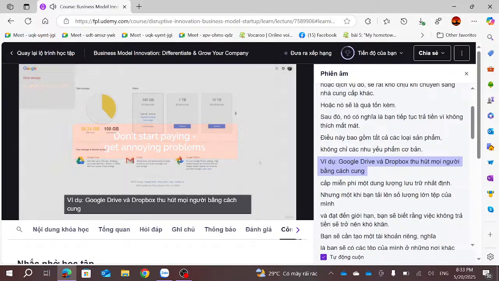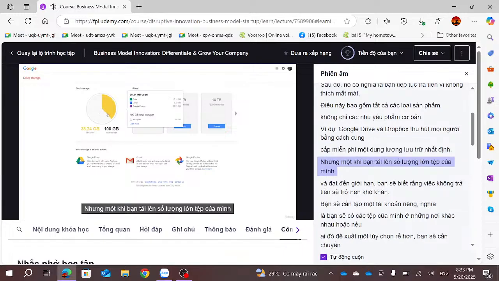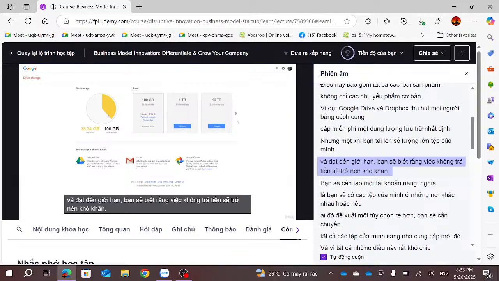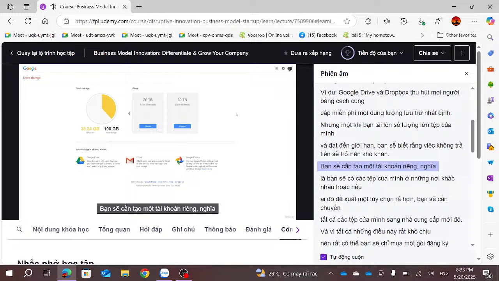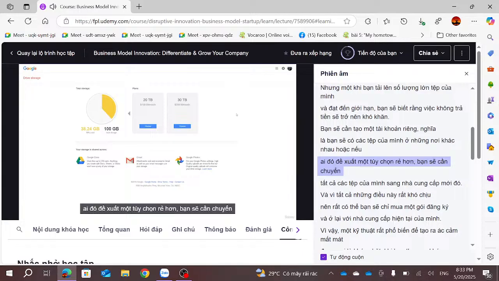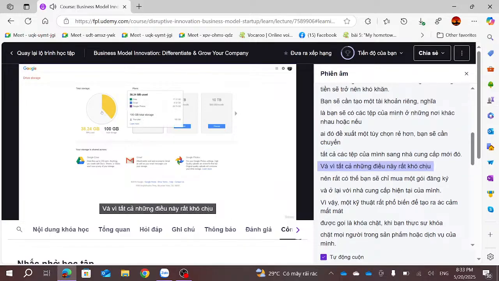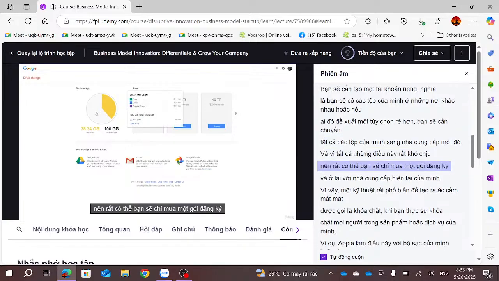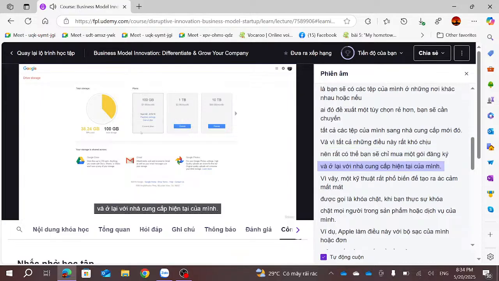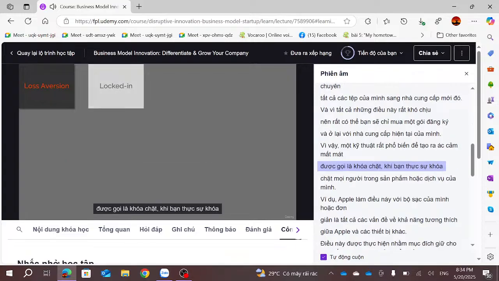For example, Google Drive and Dropbox lure people in by offering a certain amount of storage for free. But once you upload a huge number of your files and reach the limit, it becomes tough not to pay. You will either need to create a separate account, which means you have your files in different places, or if someone else proposes a cheaper option, you'll need to transfer all your files to that new provider. And since all of this is very annoying, you'll most likely just purchase a subscription and stay with your existing provider.